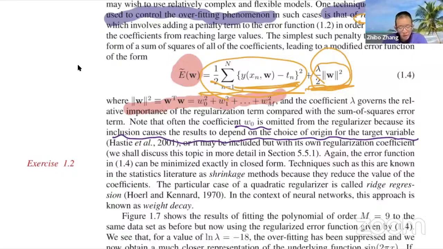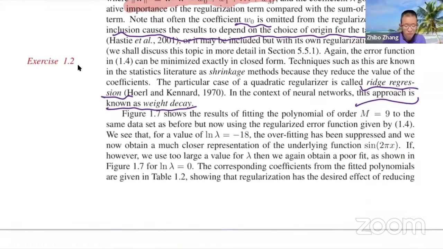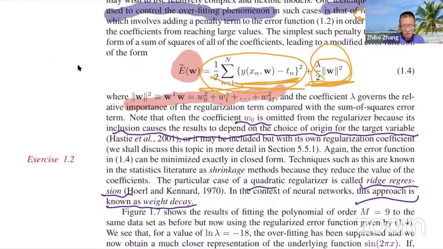Again, the error function can be minimized exactly in closed form. Techniques such as this are known in the statistics literature as shrinkage methods, because they reduce the value of the coefficients. The particular case of a quadratic regularizer is called ridge regression. In the context of neural networks, this approach is known as weight decay. Remember this: the quadratic regularizer is called ridge regression, and in the context of neural networks, this approach is called weight decay.